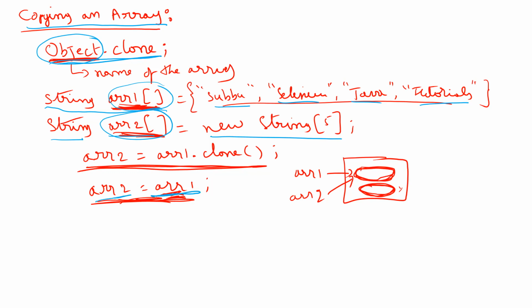The reason is, in the memory, let's say when we create arr1, it creates all these elements in the memory, Subbu, Selenium, Java and tutorials. When I copy this like arr2 is equal to arr1, what happens is it won't create a new set of elements. It will directly point to the old value. That means the same reference will be assigned to this arr2 also. If we want to copy the elements, that means if we want to create a new set of elements, then we have to use this method Object.clone. Okay, let's see an example for this one.